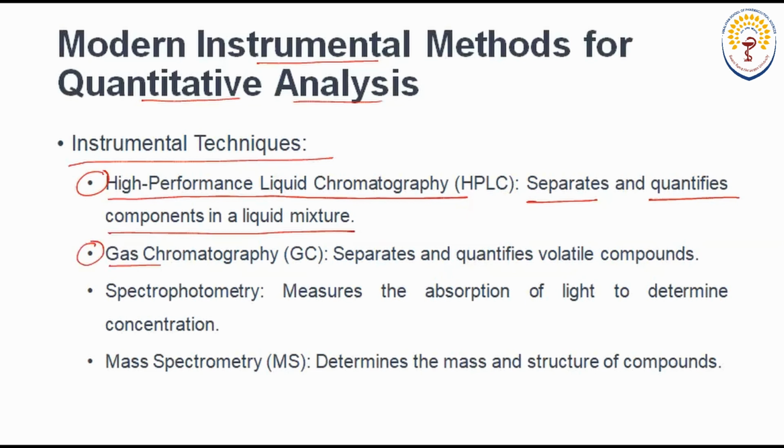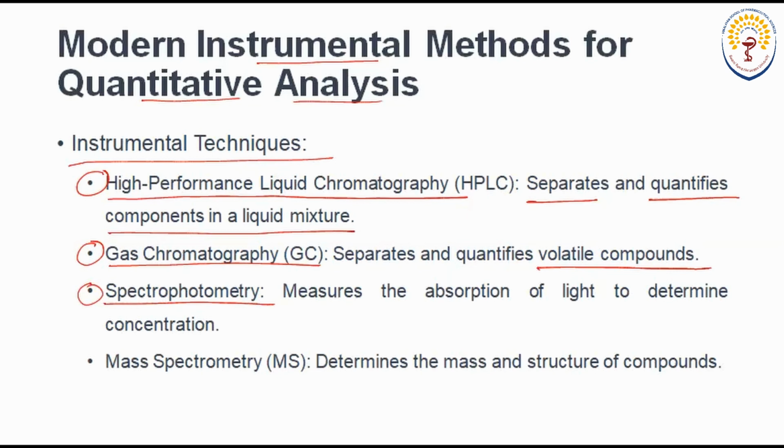The second is gas chromatography. Gas chromatography is basically concerned with volatile compounds. So there will be a mixture of volatile compounds in the sample. You will separate those volatile compounds, and for that you need gas chromatography. Now the third method, which is a modern method, is spectrophotometry.